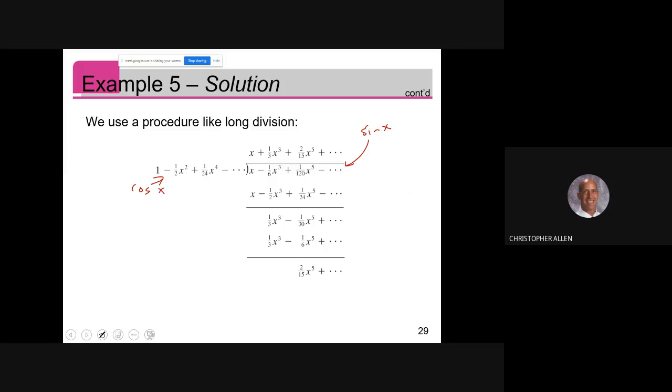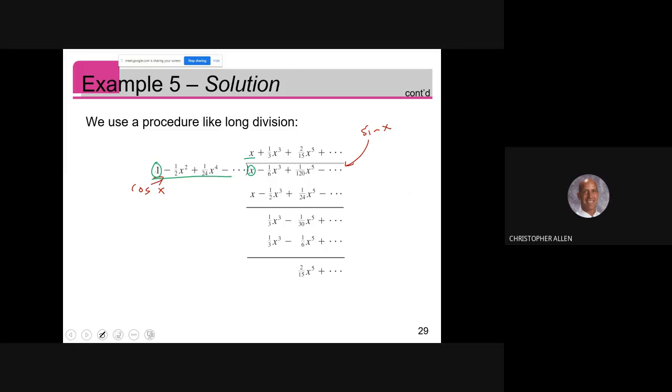Now let me explain a little on how you would get your answer. The first thing you do is look at this x and this 1 and ask, what times 1 would give me x? Well, the answer is x. So I take x times this entire polynomial. X times 1 is x. X times negative 1/2 x squared is negative 1/2 x to the 3rd, and then I take the next power of that too. Does that make sense?